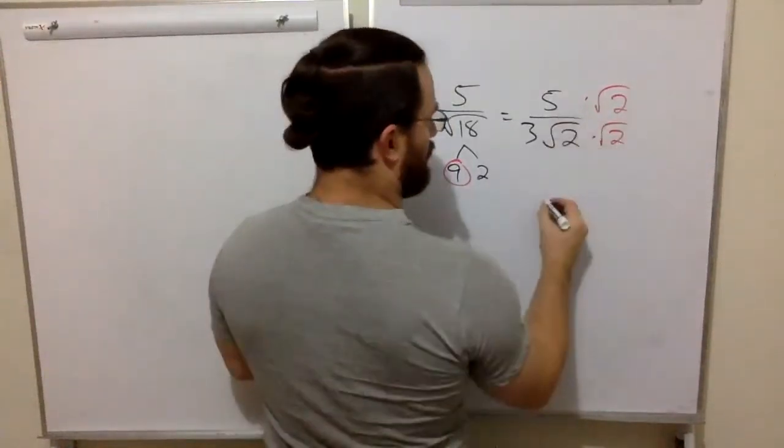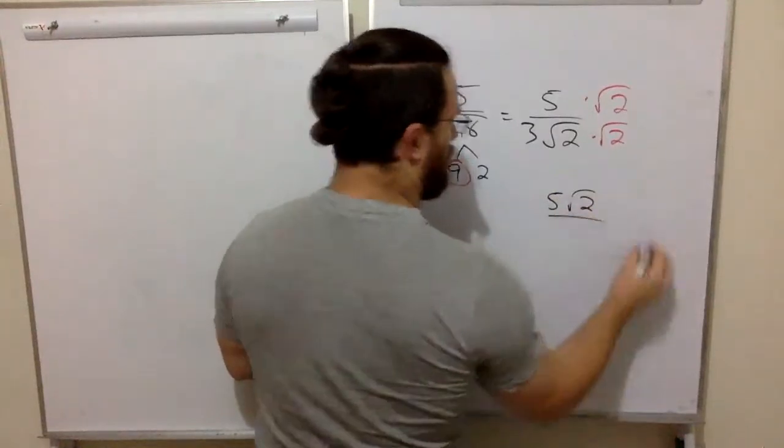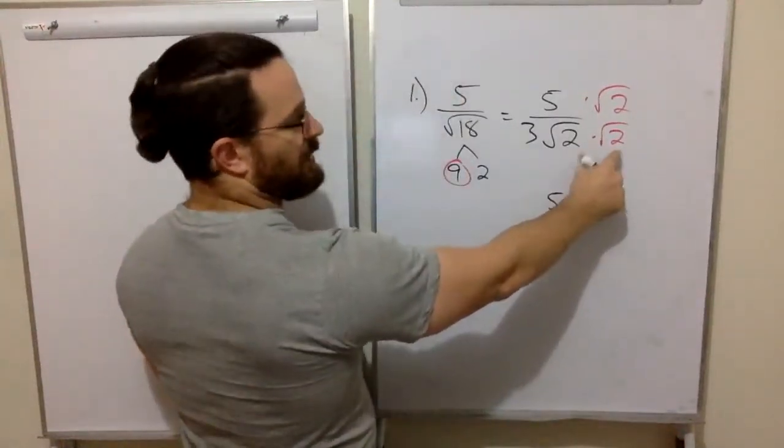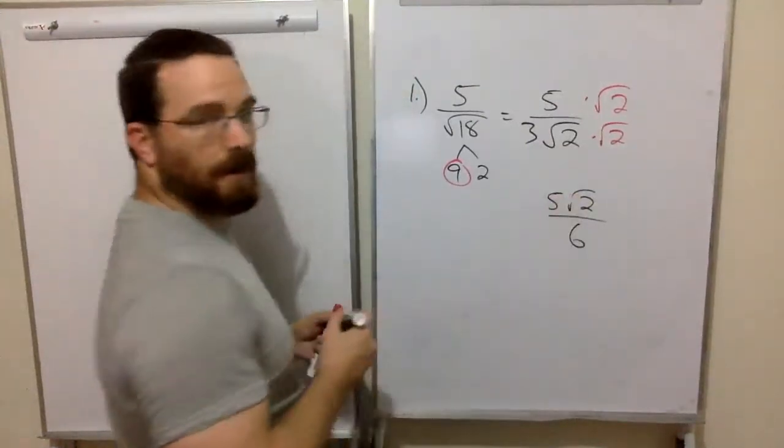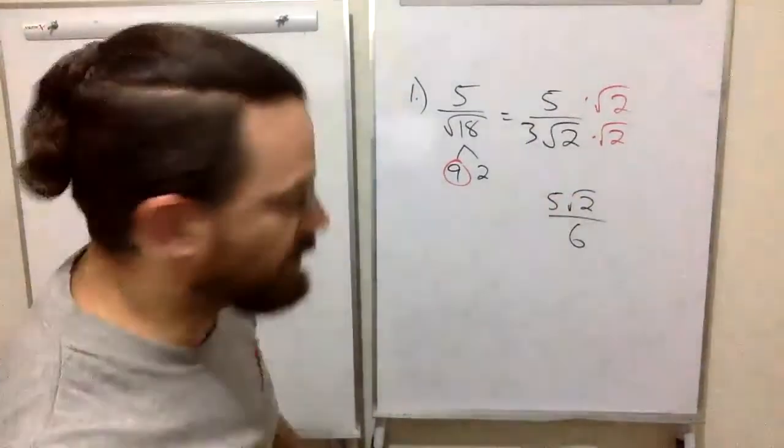So 5 times radical 2 is just 5 radical 2. Radical 2 times radical 2 is just 2. 2 times 3 makes 6. So I'm going to get 5 radical 2 over 6. Let's go on to the next one, number 2.